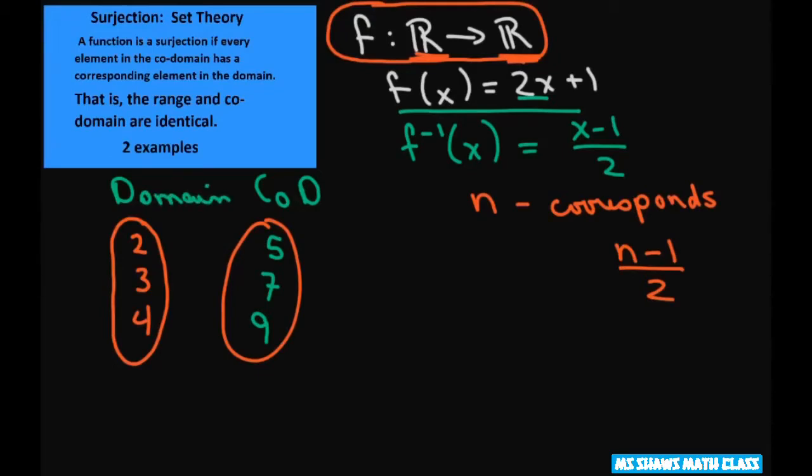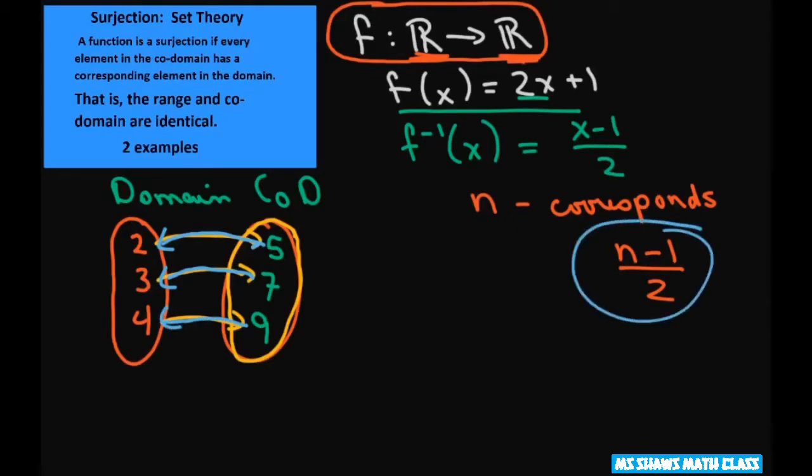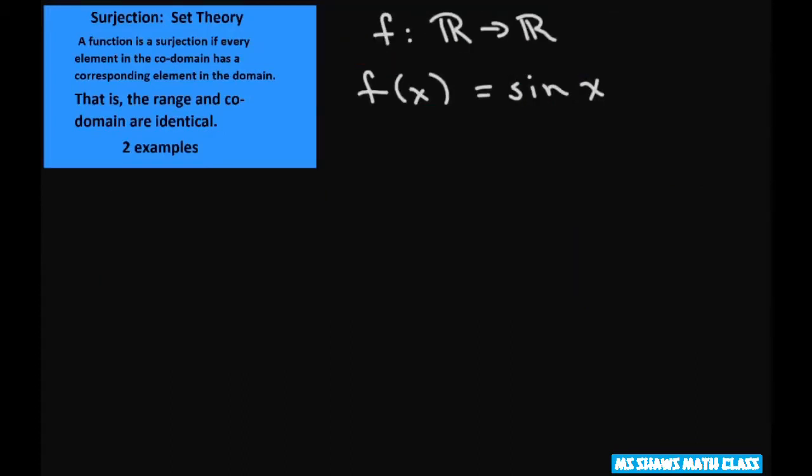So if you just do the mapping, we have every element accounted for, and each has a piece to go back to. So this 5 goes back to 2, 7 goes back to 3, and 9 goes back to 4, because it corresponds to this in the domain. So this is surjective.